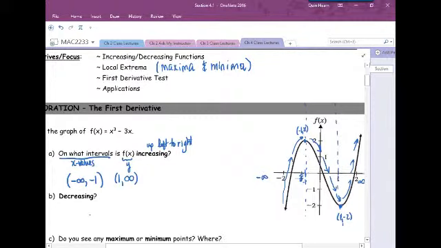In part B, they're asking where it's decreasing. Well, we already noticed that between -1 and 1, it was decreasing, so that's the interval we're going to list here, -1 to 1.